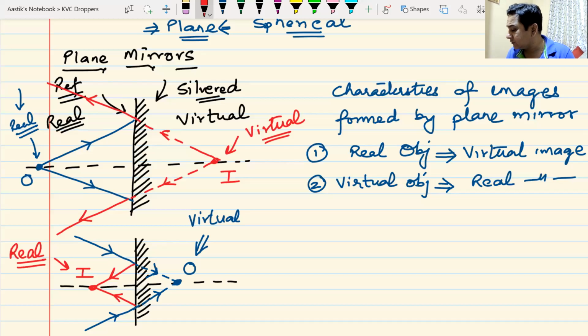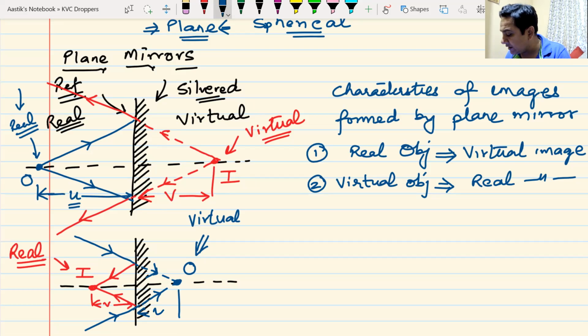What is next is a very basic fact. You must have read this. Now, if I call the distance of this object from the mirror as u, have you heard this term u? U was velocity, initial velocity. Right now, u means something else. U means the distance of the object from the mirror. Do we understand this? And I call this distance as v. V is the distance of the image from the mirror.